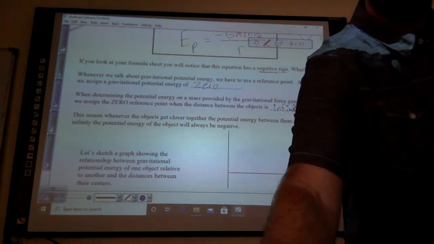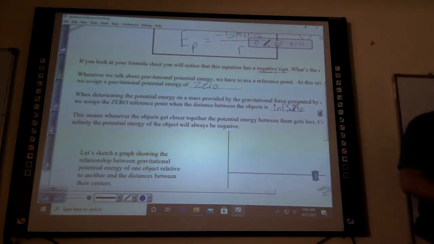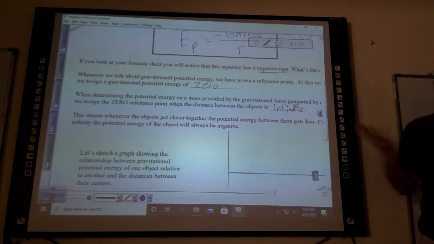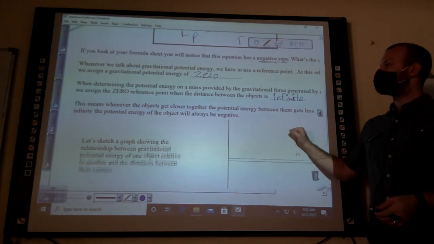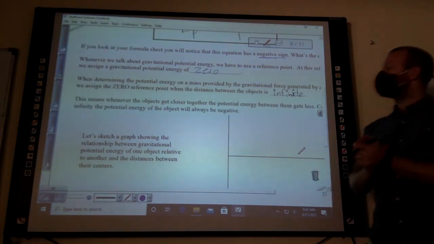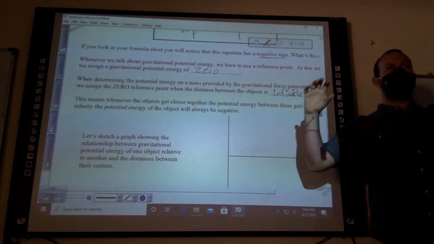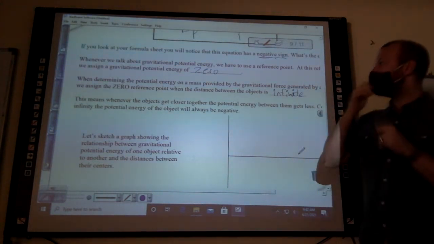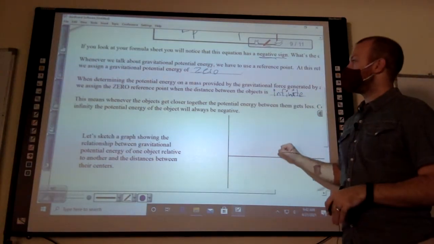So that means whenever objects get closer together, potential energy is going to get smaller. Remember, potential energy is how much potential it has to do something. So the closer it is to the center of the object, the less potential energy it has. This might be confusing, but imagine here's my planet, and an object that's infinite distance away, potential energy is 0. The closer and closer I get to the planet, potential energy gets smaller. So it goes from 0, it needs to get smaller, so it has to be negative. That's where that comes in.